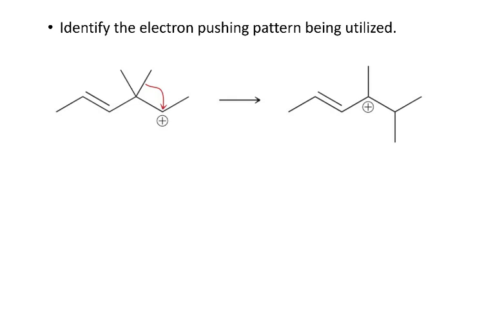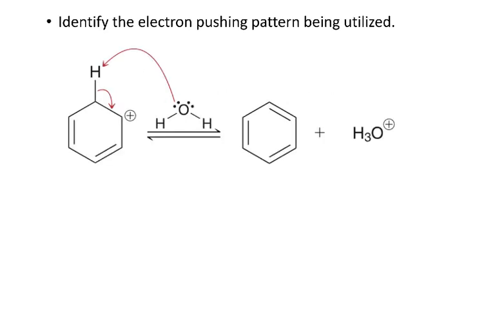All right, in this case, I have a carbocation, and it moves. It traded places with this methyl group, so this is carbocation rearrangement. All right, here's another example. When I have protons being stolen by things, this is proton transfer.